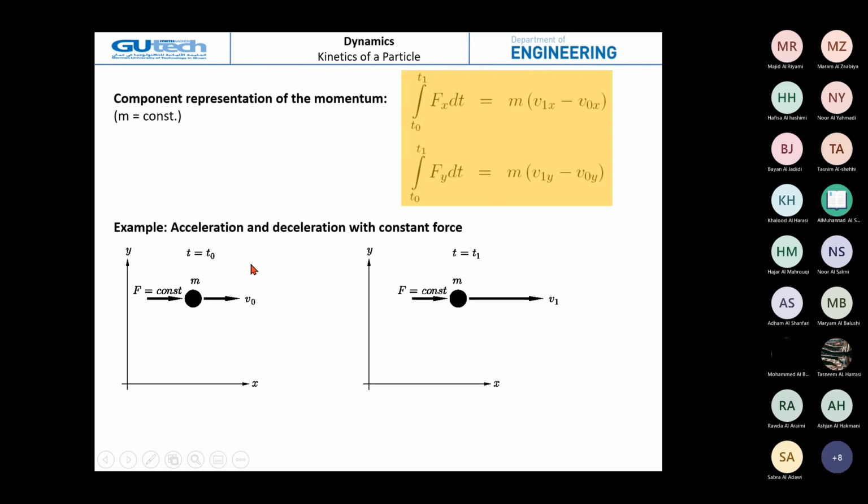That is the case when you have acceleration and deceleration with constant force. At t equal to t0, the initial time, we have F which is constant. We have the particle with mass m and velocity v0. After this, there is the acceleration, which means that at the actual time we have v1. Then the force will be the integral of the forces. The first term here is the force, which is constant, multiplied by the difference between the actual and the initial time.